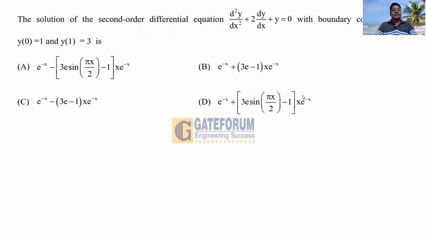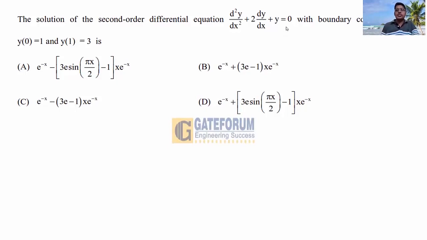The question is: the solution of the second order differential equation d square y by dx square plus 2 dy by dx plus y equal to 0, with the boundary conditions y of 0 equal to 1 and y of 1 equal to 3, is. Four options A, B, C, D are given. This question is from engineering mathematics, from the topic differential equations, a second order differential equation with constant coefficients.